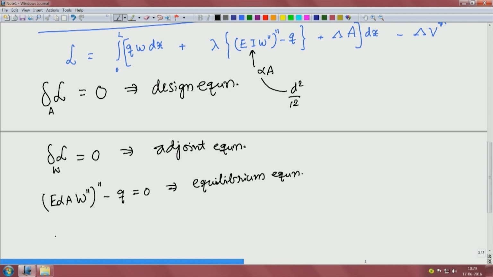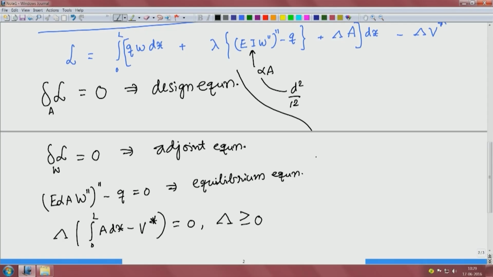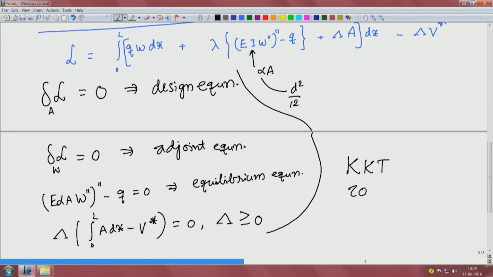And then we have the complementarity condition for the inequality constraint that we have, which is the integral 0 to L A dx minus v star equal to 0, and we have lambda greater than or equal to 0. Basically, what we have here are equivalent to KKT conditions, Karush-Kuhn-Tucker conditions. I must say these are equivalent, because the same arguments are applicable here. Those are what we have.